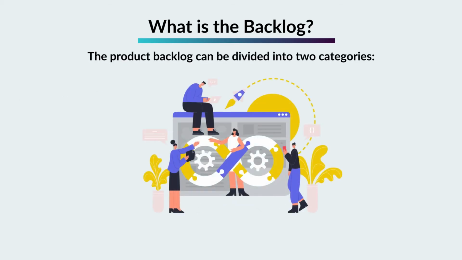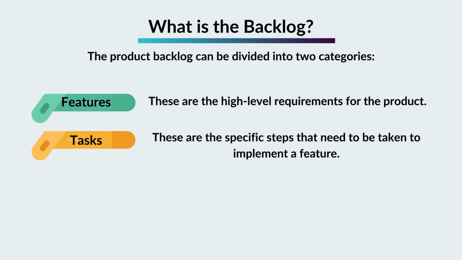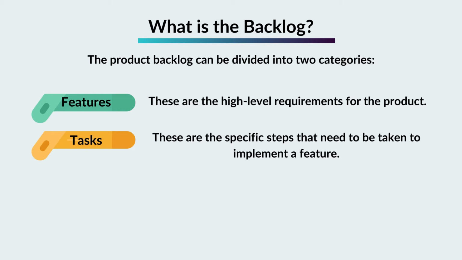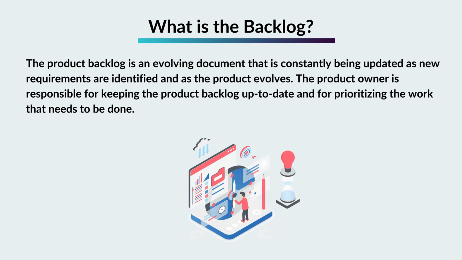Features, these are the high-level requirements for the product. Tasks, these are the specific steps that need to be taken to implement a feature. The product backlog is an evolving document that is constantly being updated as new requirements are identified and as the product evolves. The product owner is responsible for keeping the product backlog up to date and for prioritizing the work that needs to be done.